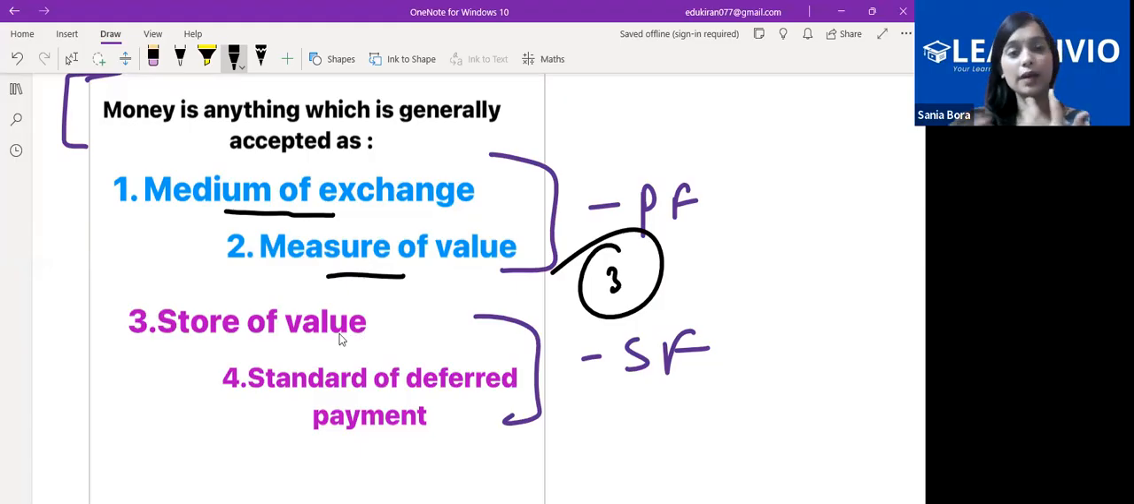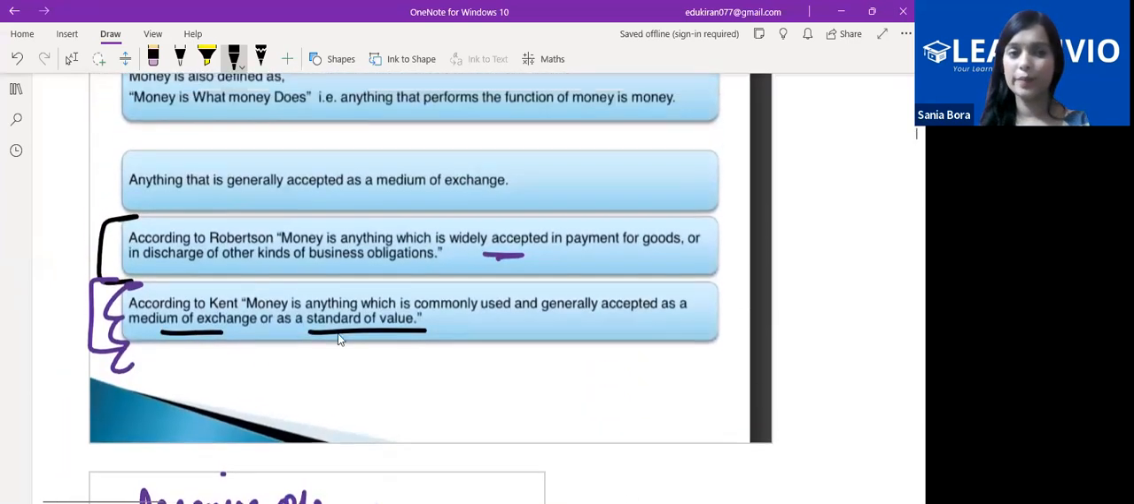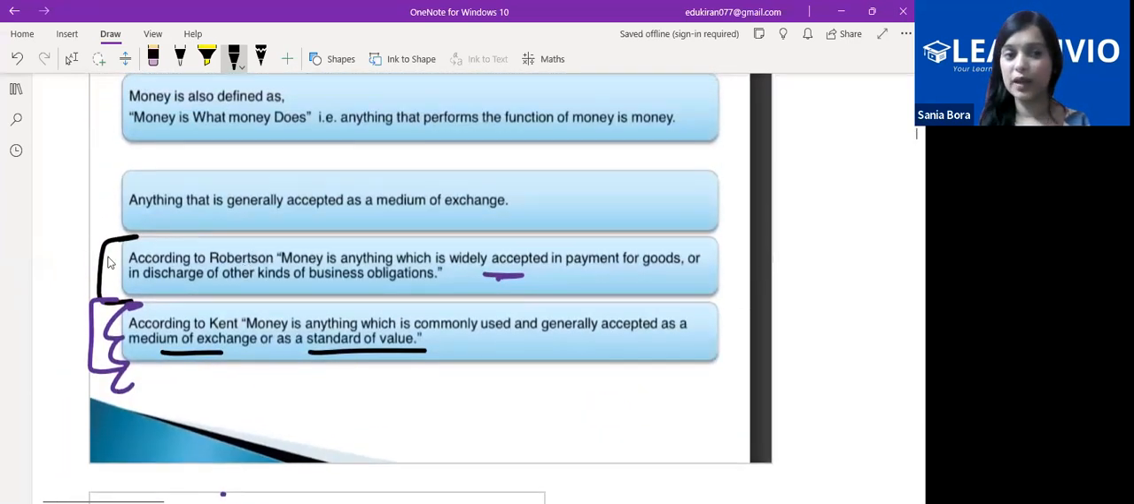If I ask you, Ibrahim, define the money, there are 2 people, basically. One is Robertson. According to Robertson, money is anything which is widely accepted in payment for good. So anything it can be. He said that money is anything which is accepted for payment of good. Like if you have to do payment for any good, you have to give money. And he said if you want to discharge the other kind of business obligation, like for example, you and I, we are doing a business, we will be using money.